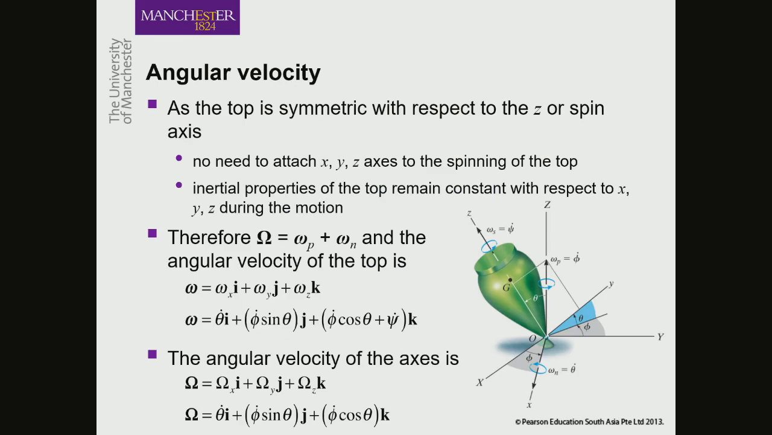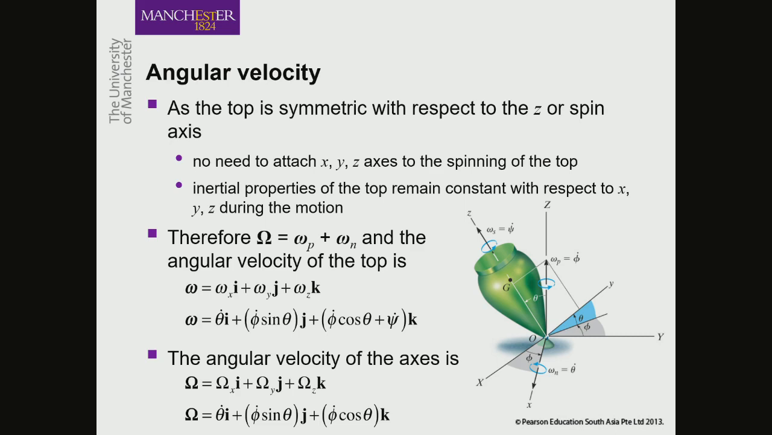Now, we are going to see why capital omega is not equal to omega itself in this specific case. The main reason is that the top is symmetrical, and we don't need to attach X, Y, Z to the spinning top. What I mean by this? So this Z axis is the symmetric axis of the top, right? I may not repeat two times, probably first time I will try to say it right.